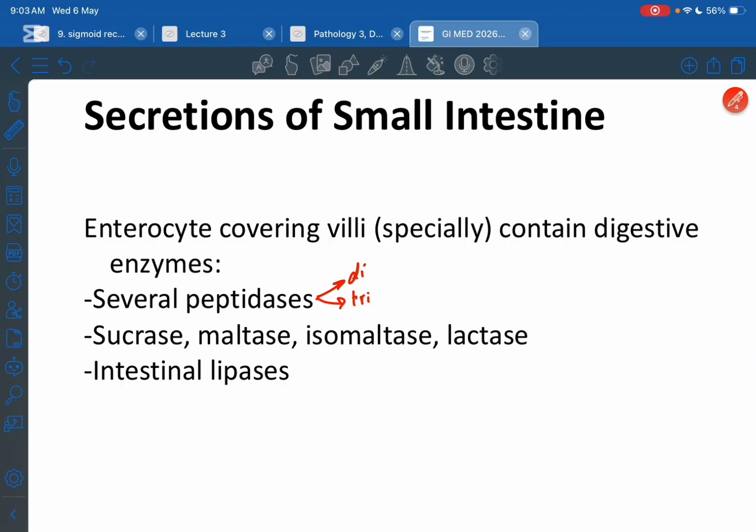What are the functions of the stomach? Motility, yes, we have storage, we have mixing, we have emptying. With emptying, we have mixing also.